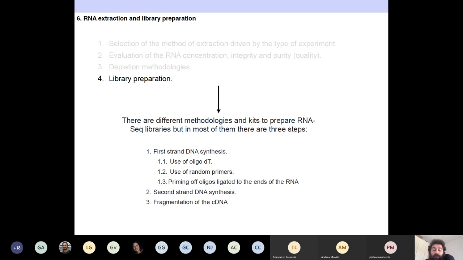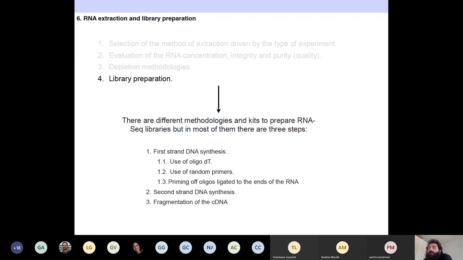Mostly, it's not important what kit you are using; it has three steps. First, you do the first-strand DNA synthesis, and you can use oligo-dT, depending on whether you are doing poly-A selection, or you can use random primers, or you can prime off oligos ligated to the end of the RNA. Some of these methodologies use that. I never use it, but some of the methodologies use this approach.